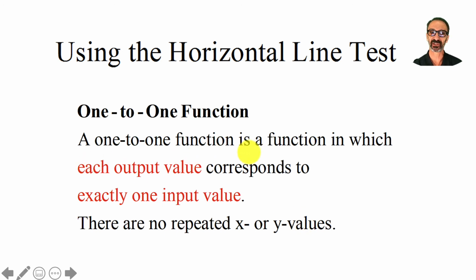A one-to-one function is a function in which each output value corresponds to exactly one input value. So it's like the definition of functions, but backwards. There are no repeated x or y values for it to be a function and to have an inverse function, or one-to-one function.